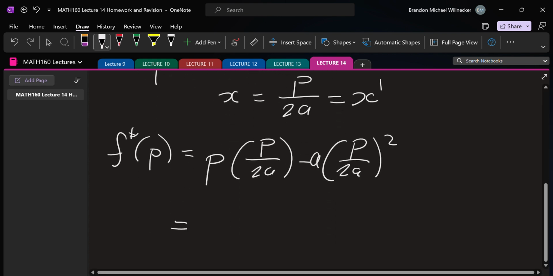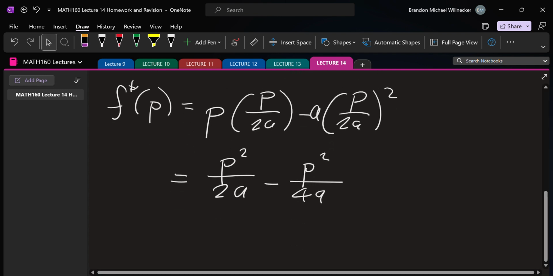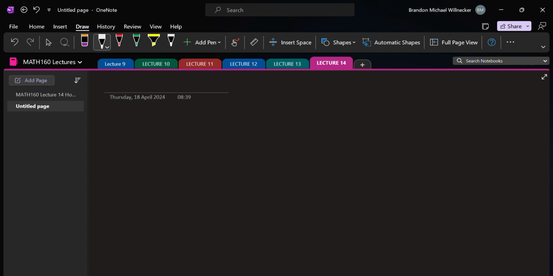Okay, so the first term, we're going to get p squared over 2a, minus the second term will be p squared over 4a. So we end up with a half minus a quarter, that's a quarter. So we end up with p squared over 4a. Very similar to what we had before, but notice that the a being multiplied on the x squared now goes down to the bottom here. So previously we just had 1/4 p squared. Now we've got an a over there. Okay, so that was the x squared example. Very similar to what we covered in class.